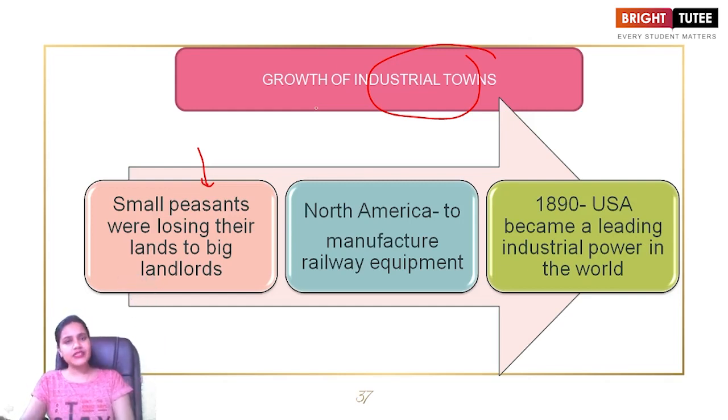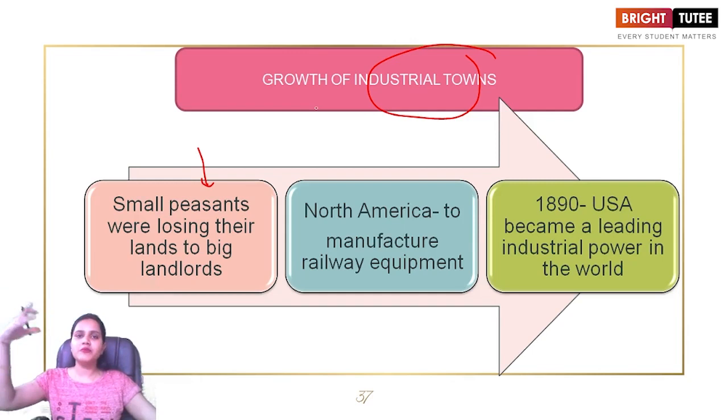Now these small peasants did not want to destroy their livelihood by taking a salary from any landlord or working under them. So they decided to move on to the urban areas where they could join or work in the factories because of the concept of industrialization.